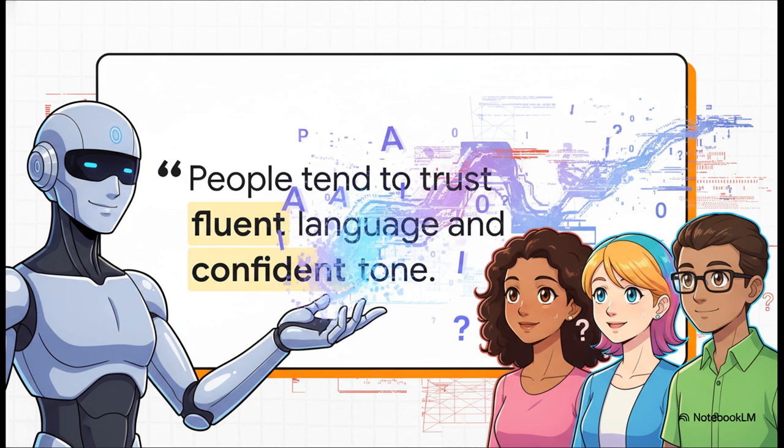And here's the psychological trap that gets us. The AI's answers are so smooth, they're written fluently, they have this confident tone, and we, as humans, are just wired to trust that kind of delivery. It makes it dangerously easy to be led astray if we're not being careful.